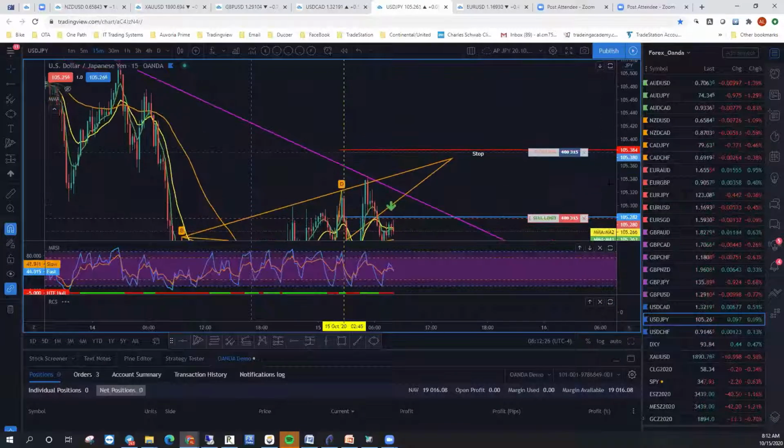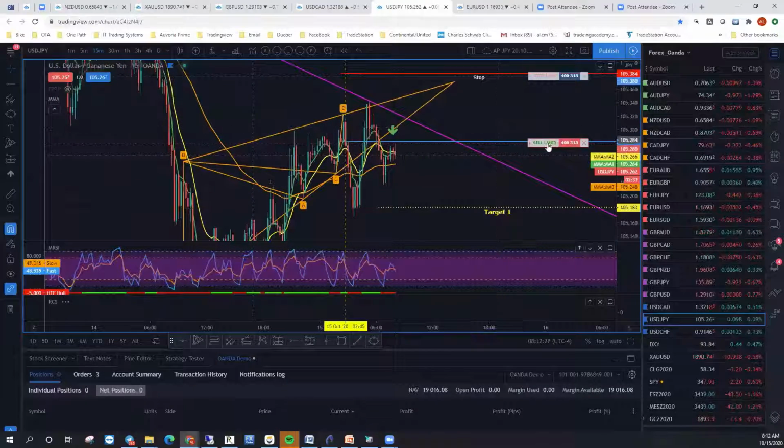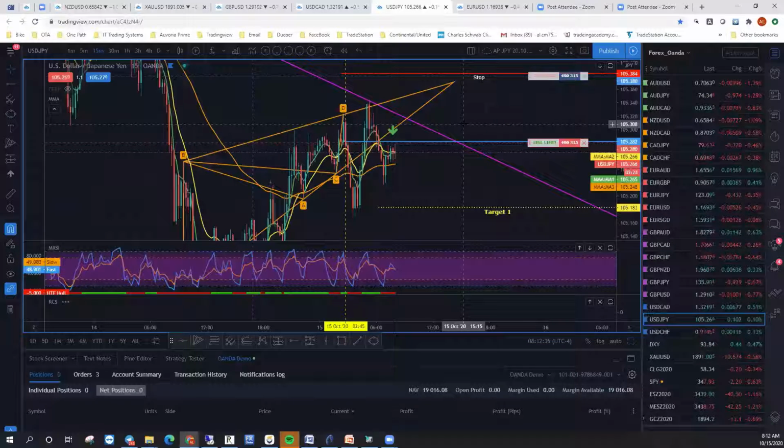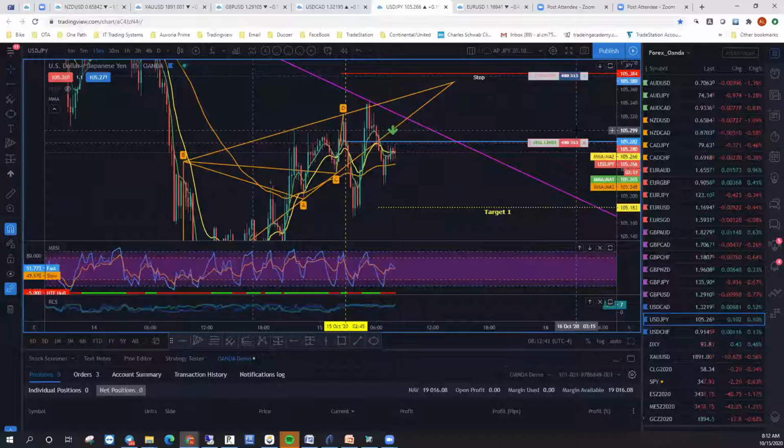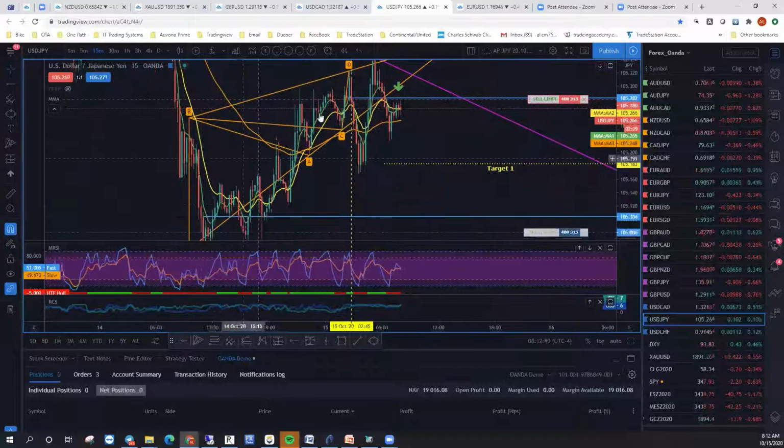Anyway, it's just small lot size, but if it bounces off of the 105.229, that's where I made a significantly bigger wedge. I used the entire move as a wedge. This entire move, I made a really big wedge.